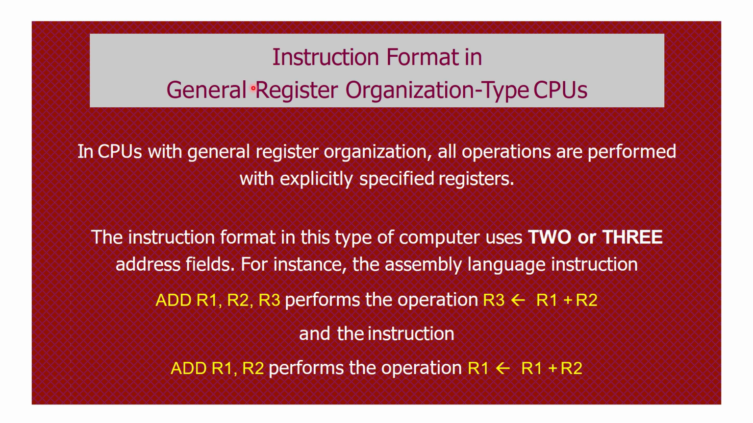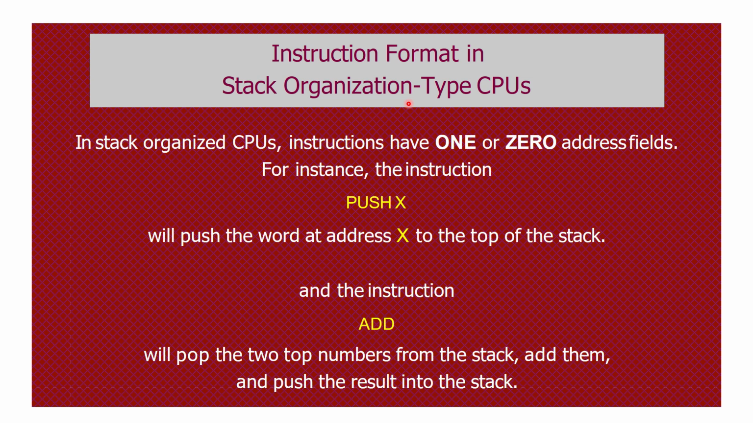In the general register organization, there may be 2 or 3 registers. ADD R1, R2, R3. So in R3, R1 plus R2 is stored. And similarly when we do ADD R1, R2, it means R1 plus R2 is stored in R1. When there are 2 or 3 address fields, we know that it is a general register organization instruction format.